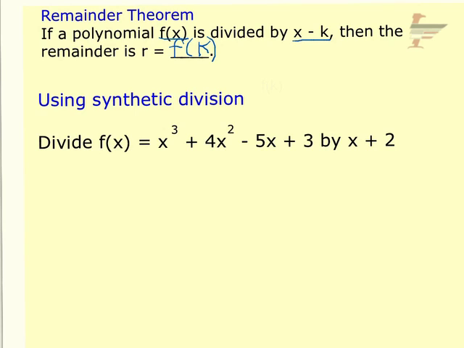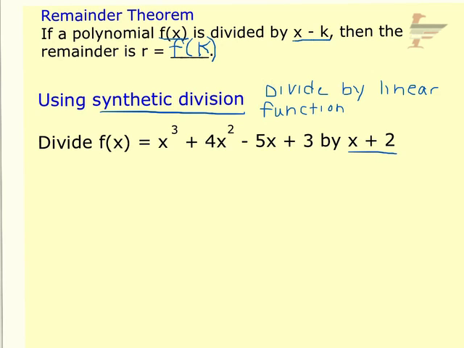Now, the previous video did long division, but you're going to love this. So you can use synthetic division only when you're dividing by a linear function. Okay, so I am, right? I'm dividing by x plus 2, and that's linear. And the leading coefficient has to equal 1. And it is 1x plus 2.